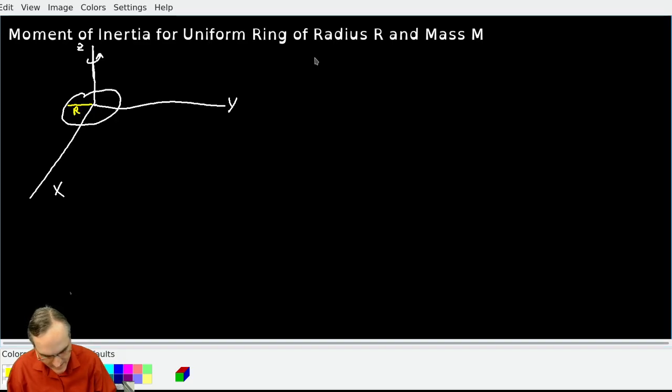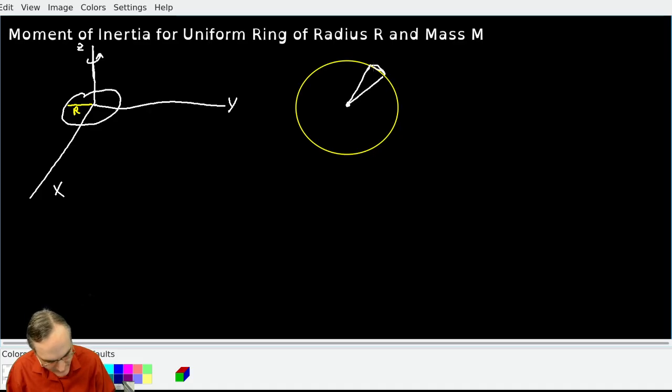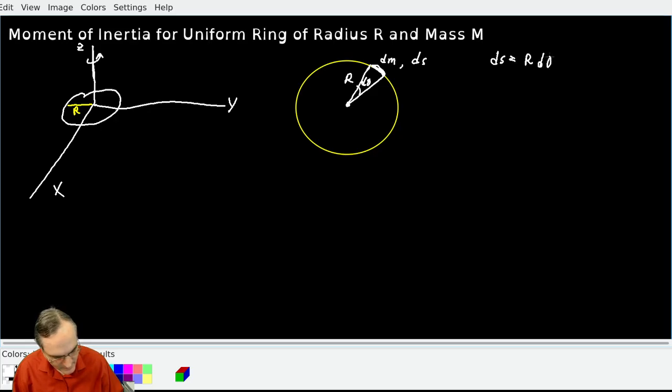We're going to look at sort of a projection for our ring. Let's locate the center right here. We're going to look for a little piece of mass. We're going to say that little piece of mass is this shape right here. That's our dm. Notice it is an arc of length ds, where we have r along the side and d theta along the middle. So ds is r d theta.